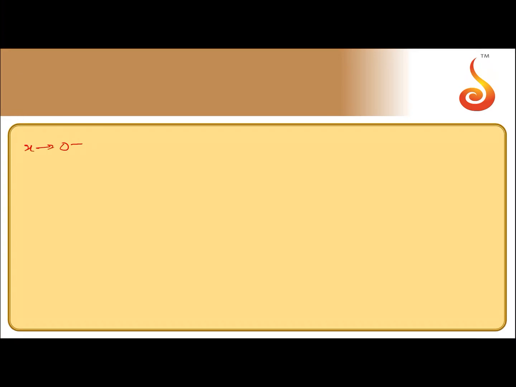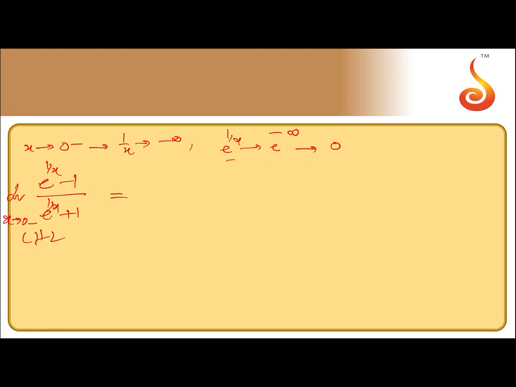As x approaches 0 minus, from the left side, 1 by x approaches minus infinity. We know that when 1 by x approaches minus infinity, e power 1 by x approaches e power minus infinity, which is nothing but 0. Therefore, when I take e power 1 by x minus 1 divided by e power 1 by x plus 1 as x approaches 0 minus, LHL, I am calculating it. So the answer is 0 minus 1 by 0 plus 1, the answer is minus 1.